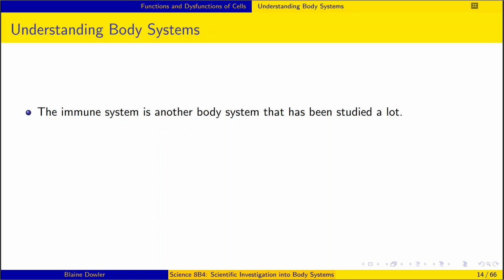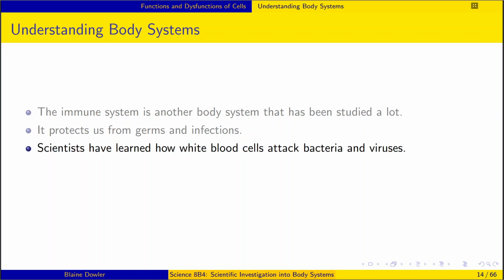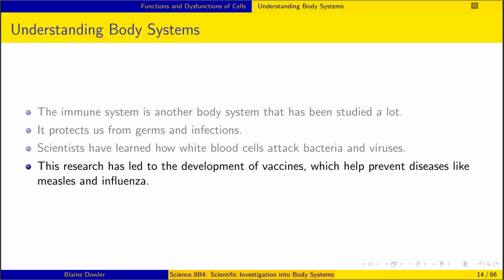The immune system is another body system that has been studied a lot. It protects us from germs and infections. Scientists have learned how white blood cells attack bacteria and viruses. This research has led to the development of vaccines, which help prevent diseases like measles and influenza.